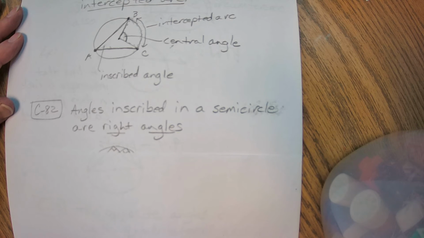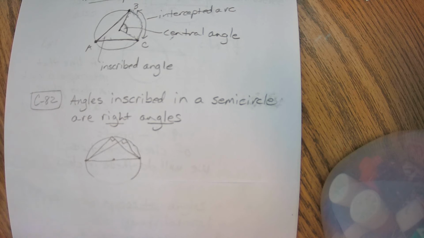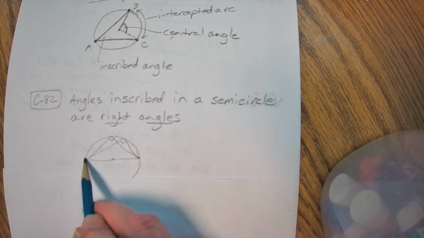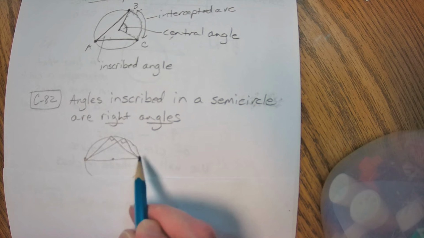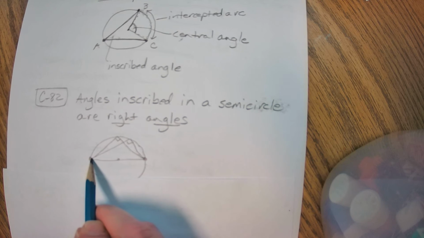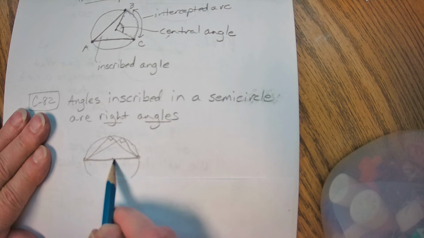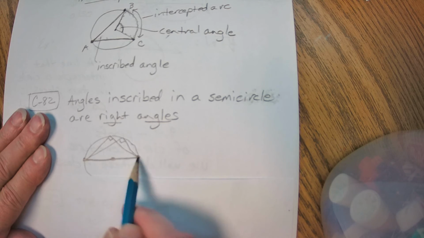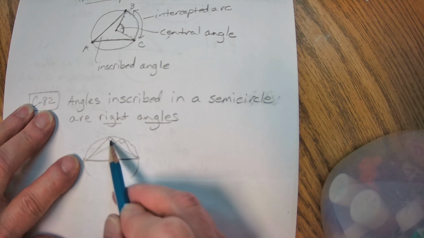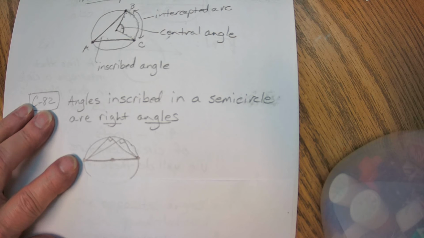C82 tells us that angles inscribed in a semicircle are right angles. So if the endpoints of an inscribed angle lie on the ends of a diameter, then these inscribed angles are always going to be 90 degrees.